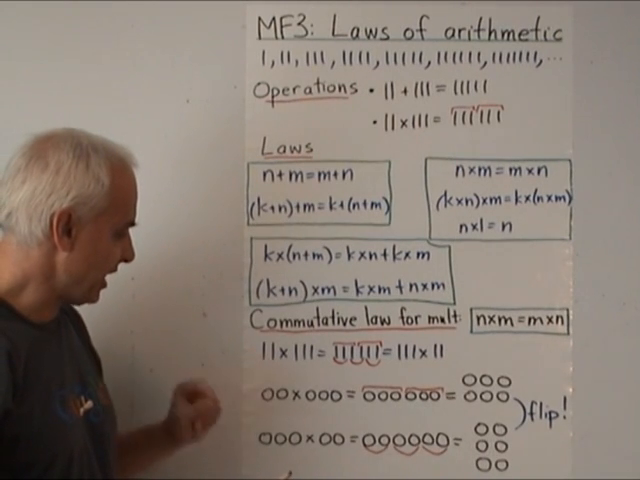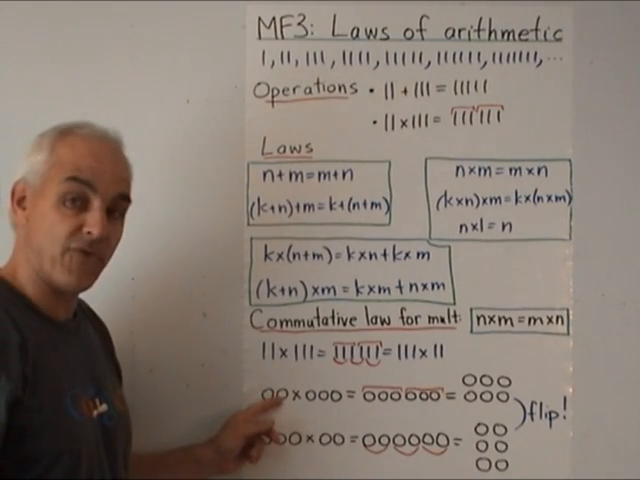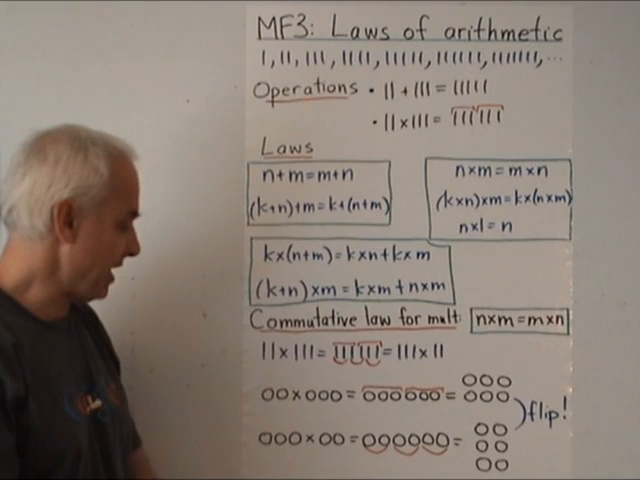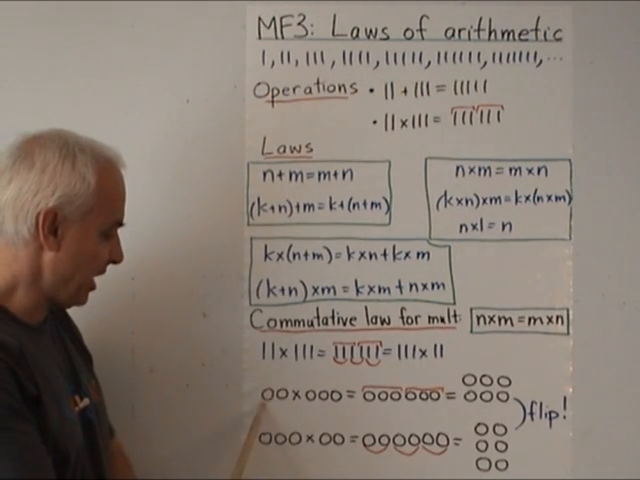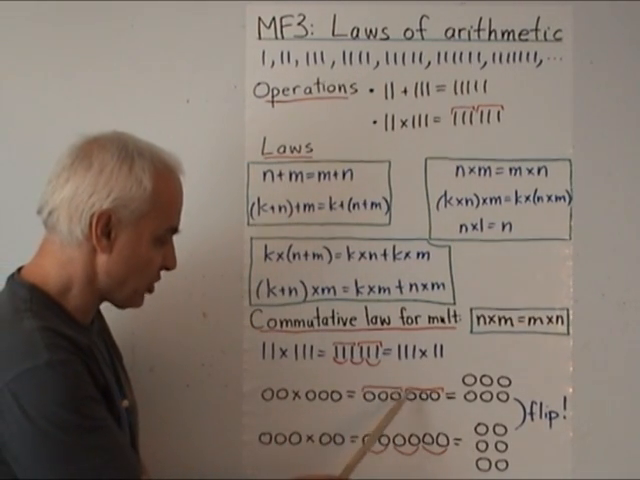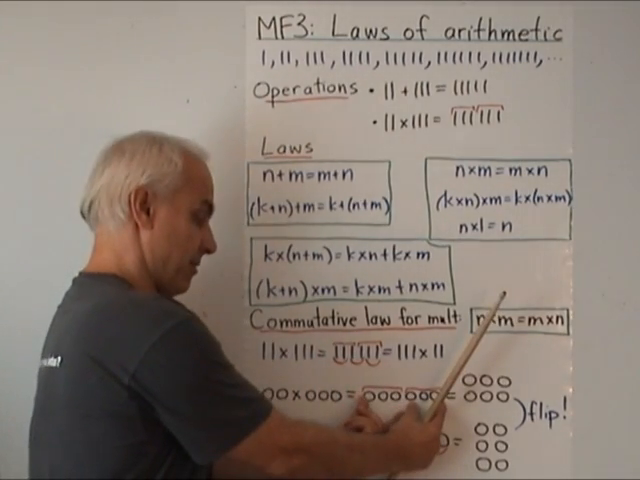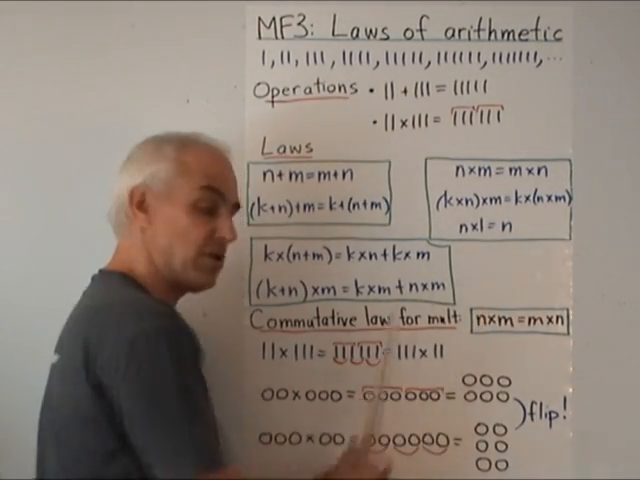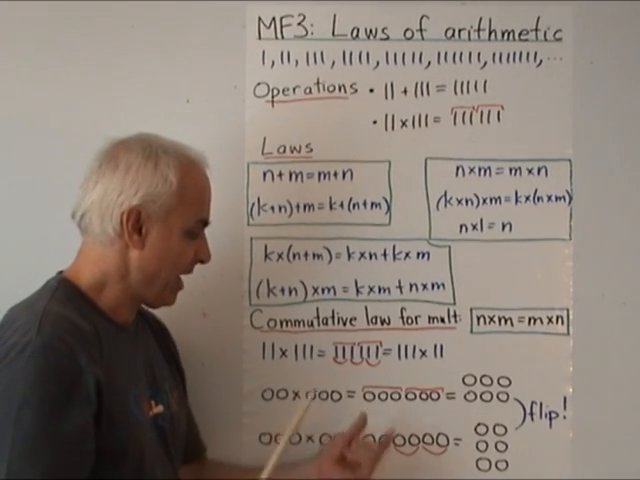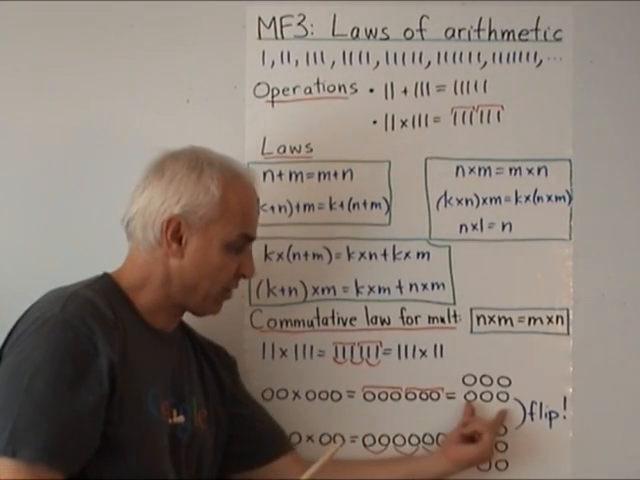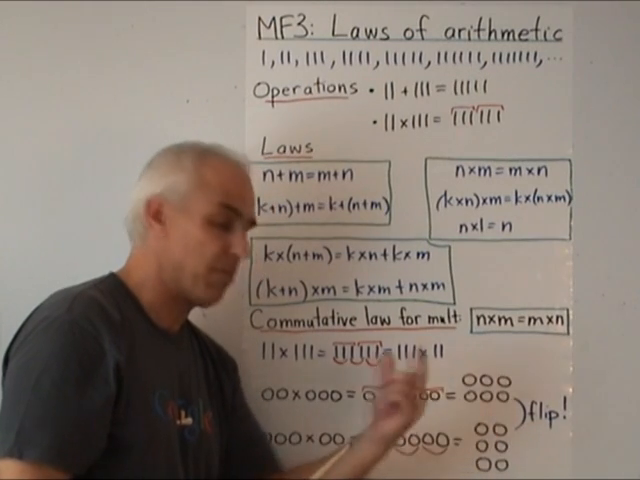Instead of using little sticks, I'll use circles for our basic entities. So I've just rewritten, here's 2 times 3, 2 groups of 3. And now what I'm going to do is I'm going to take those circles and I'm going to rearrange them. Instead of putting them all in a row, I'm going to put one group of 3 there and the other group of 3 on top of them.